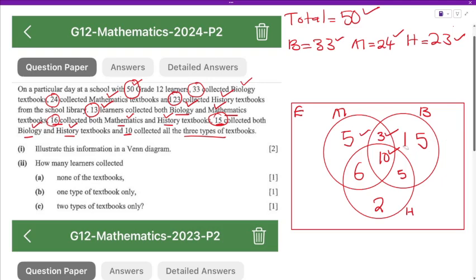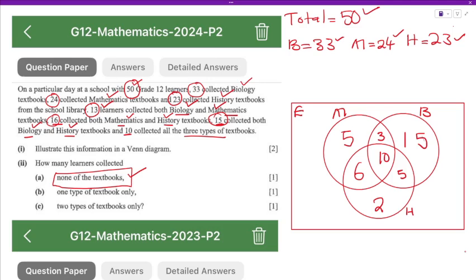And you shouldn't expect the examiner to ask you to say how many learners didn't take any of the subjects, because obviously no learners are going to sit outside the sets. But if you get a value less than 50, then what you are going to do is you subtract the value you find from 50 to find the number of learners to place outside the sets. So there's this question here: how many learners collected none? So meaning there is a value that is supposed to sit outside of the sets. So now let us add to find out what this is giving us.